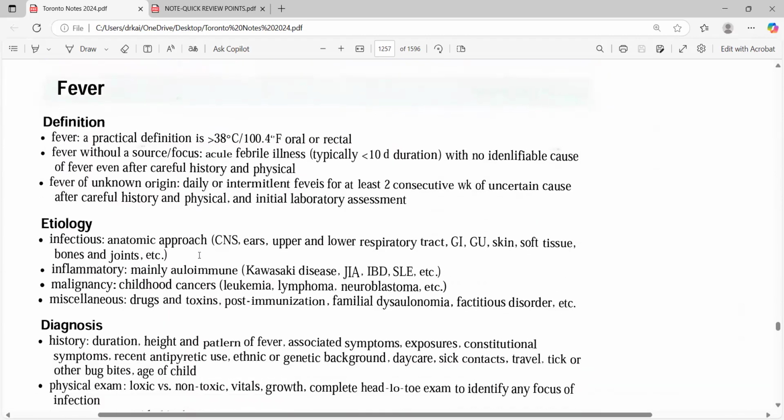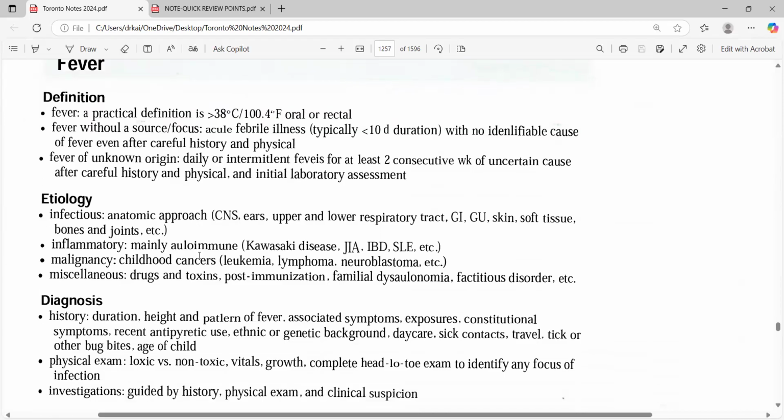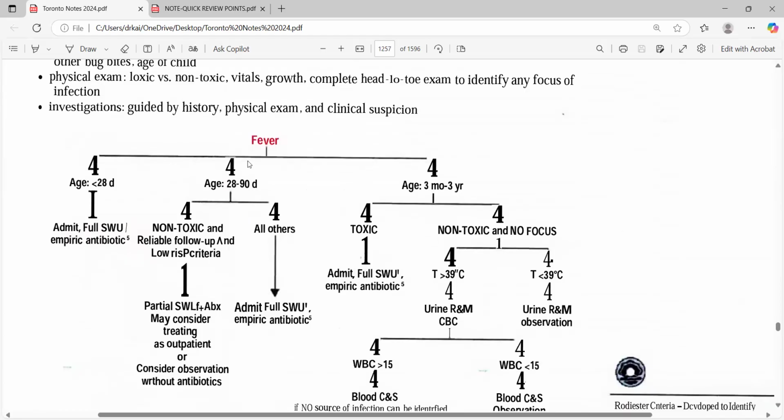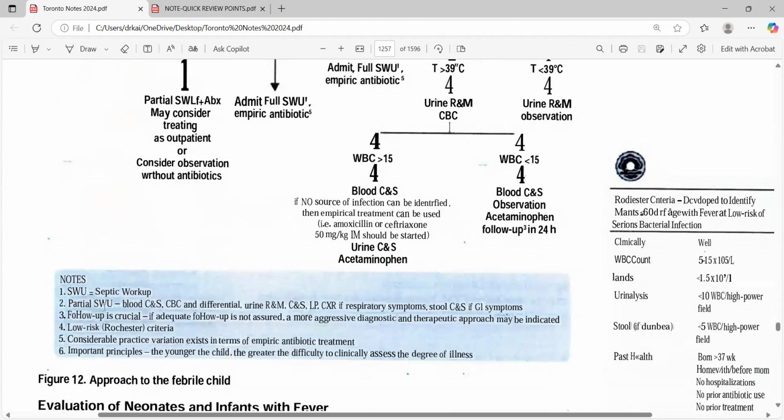Then comes the fever. In the fever, it's very common, the fever of unknown origin. So let's go with this table. In the fever, the age is very, very important, especially in children. So if we are talking about age less than 28 days, in those cases, regardless of whatever it is, admit and go for a full septic workup. Full septic workup includes everything you can see from here.